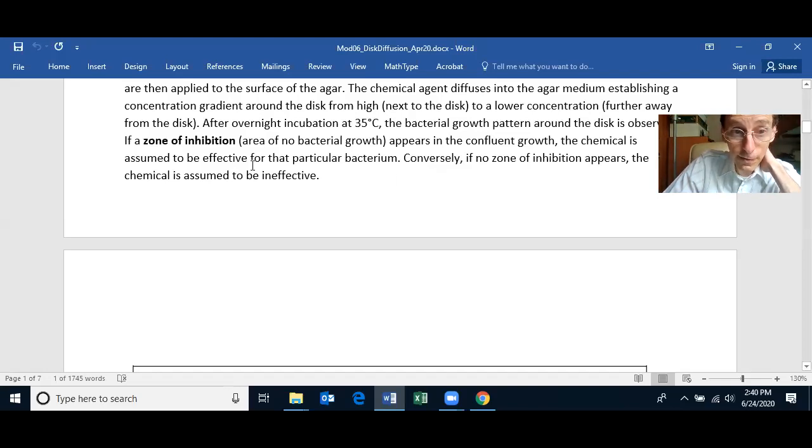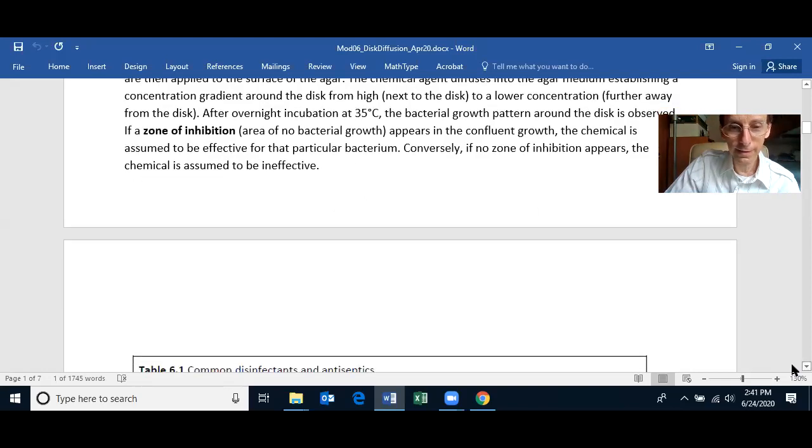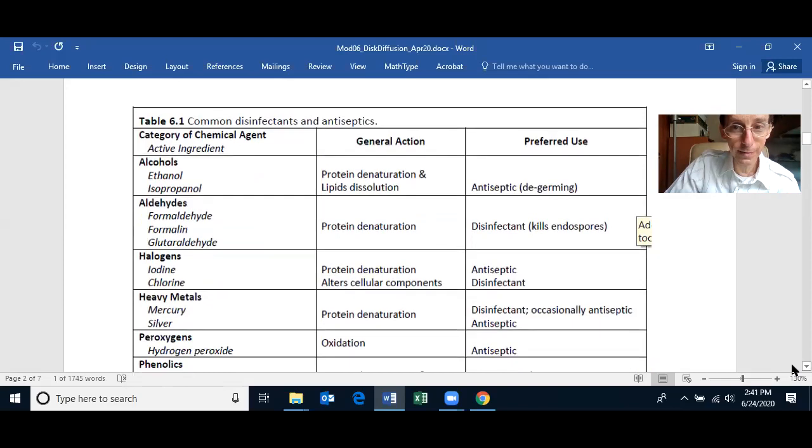If there is no zone of inhibition around the disc, that means that bacteria is resistant to that agent in the disc. Okay? Any questions about that? Now, whether something is sensitive or resistant is not dependent on whether there's a zone of inhibition or not. And that's a little bit more complex, and I will eventually talk about that.